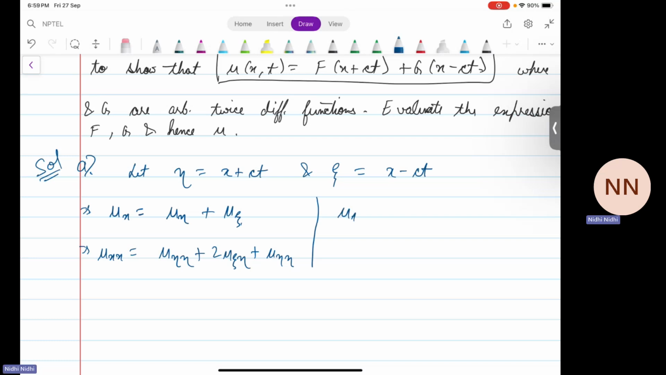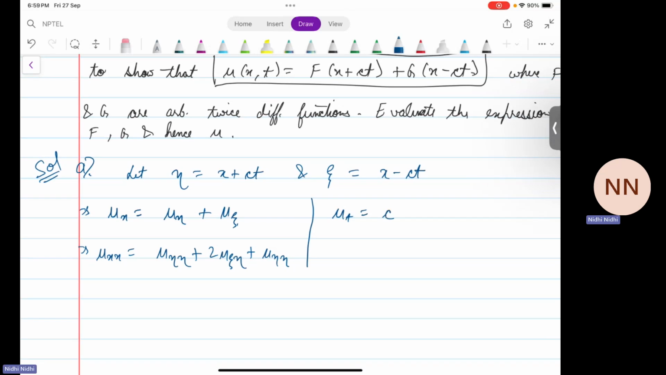Similarly, we have u_t equal to c times u_eta minus c times u_zeta, and this will imply that u_tt is equal to c square times u_eta_eta plus u_zeta_zeta minus 2u_eta_zeta.